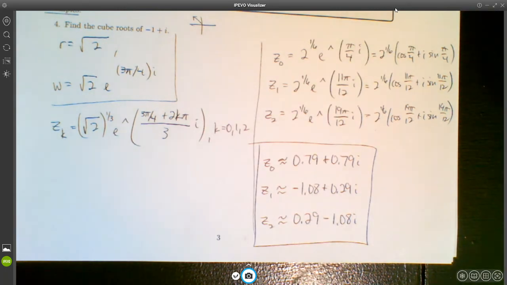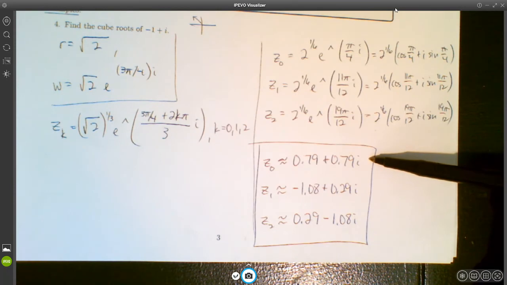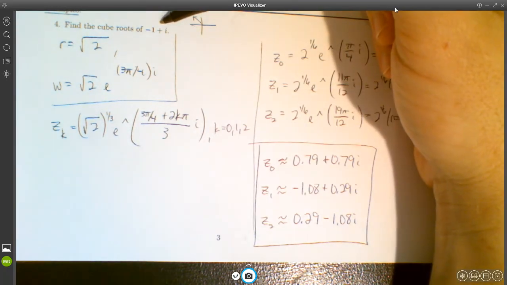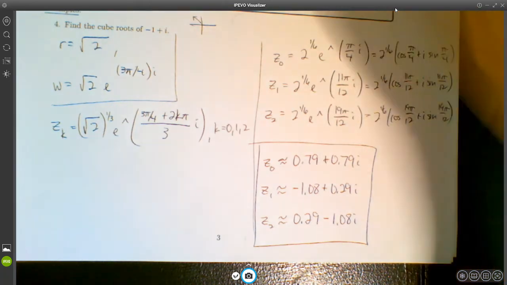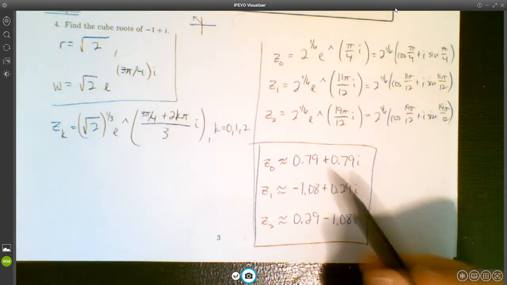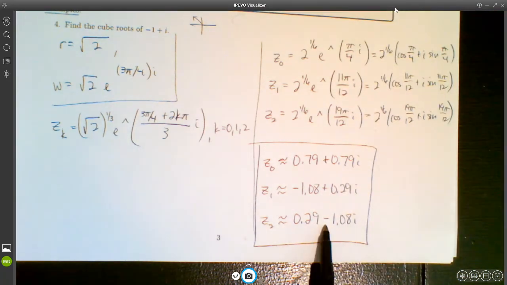In other words, if you raise 0.79 plus 0.79i to the third power, you're going to get negative 1 plus i, approximately, right? We did some rounding here, so it's not exact, but you're welcome to check that on your own. And same thing here and same thing here.